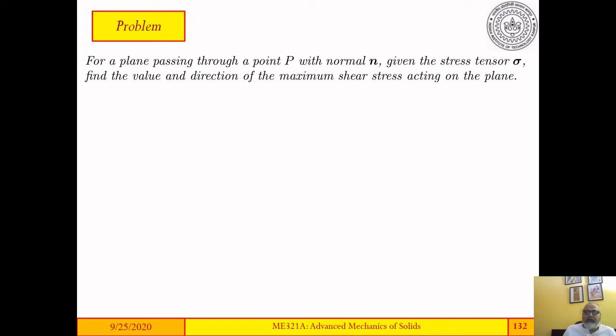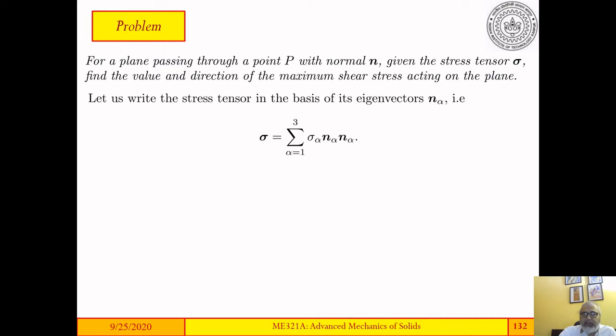So we have a plane passing through a point P, and it has a normal n, and you have the stress tensor at that point P, and you have to find the value and direction of the maximum shear stress that acts on the plane. So this is how we can go about it. So let us write the stress tensor. So we have this plane here.